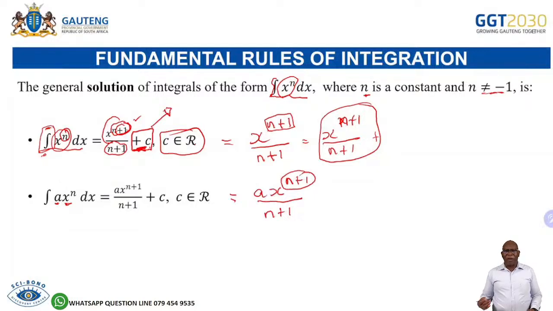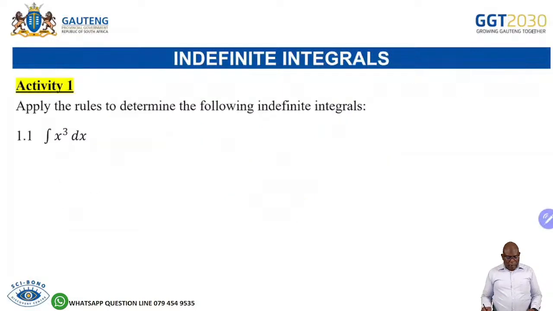It is the reverse of differentiation. Remember, in differentiation, we multiplied by the exponent, and then we subtracted 1 from the exponent. So in this case, what do we do? We add 1 to the exponent. Then from there, we divide by that answer that we get on the exponent.